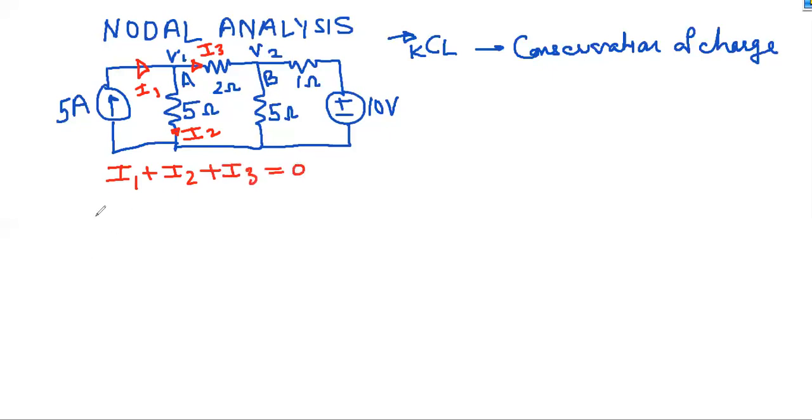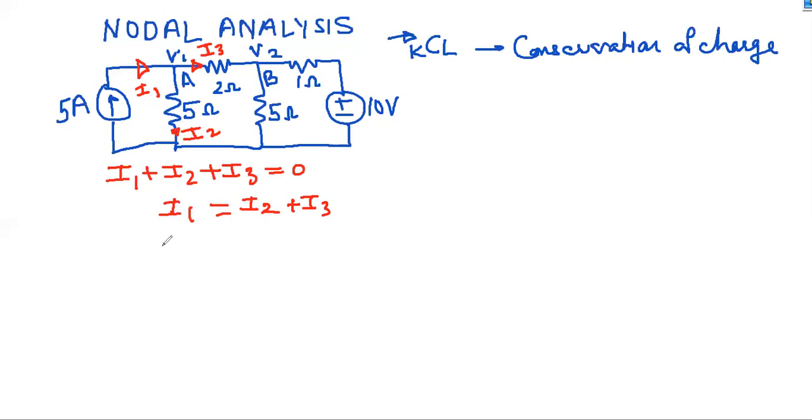Then we put the values of I1, I2 and I3 in terms of voltage upon resistance according to Ohm's law. So again we reconstruct this equation: I1 is equal to I2 plus I3, because in the given circuit the 5 ampere current source is in the incoming direction with respect to V1, and I2 and I3 are in the outgoing direction. According to KCL, incoming current is equal to outgoing current.